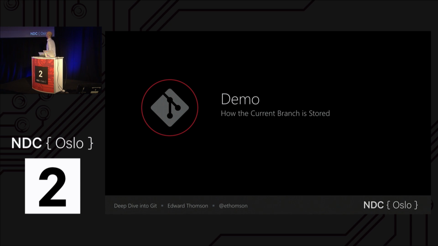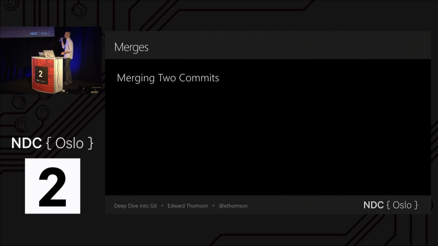So branching is great. We need to be able to branch so that Alice can fix her bug while I'm working on my feature. But branches are pretty pointless unless you can actually converge at some point in time. And of course, in Git, that is merging.